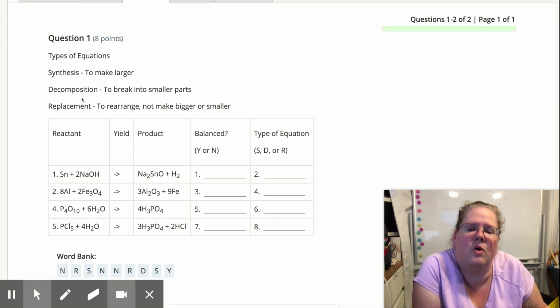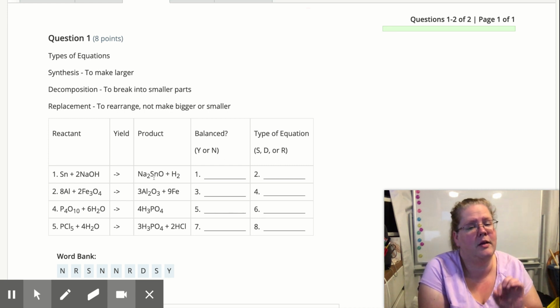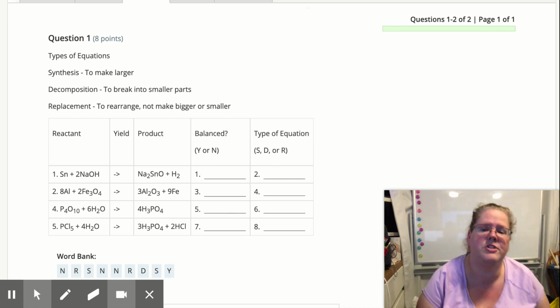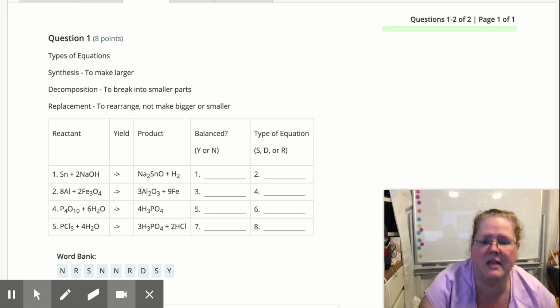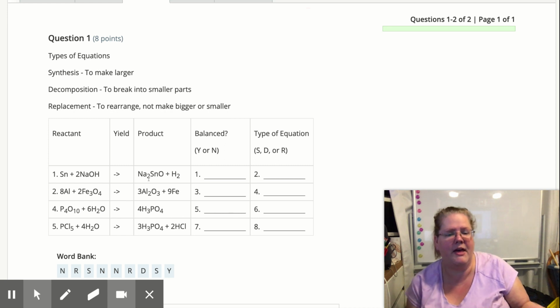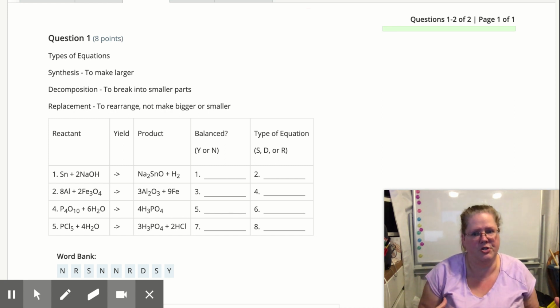So first I have to look and see, is it balanced? We're going to go through that in a minute. The second piece we're going to determine is what type of equation is it. Is it an equation where I have small pieces and I'm making them into bigger chunks? So I have like maybe one atom here and one atom here, I added them together and it became one big chunk stuck together. That would be to make the molecule larger, and that's called synthesis. To synthesize, to make bigger.